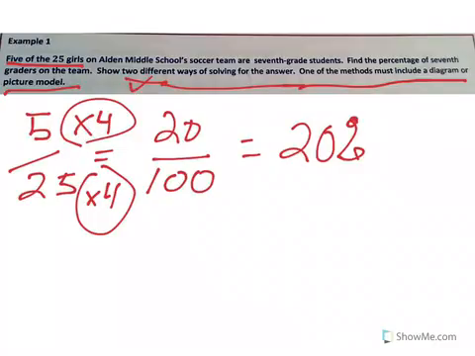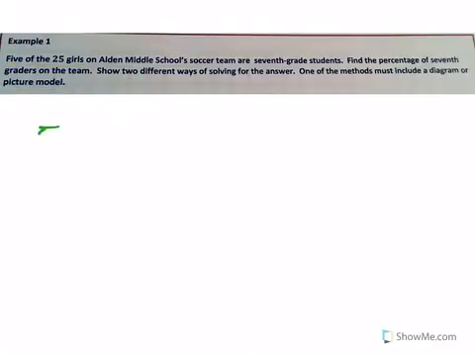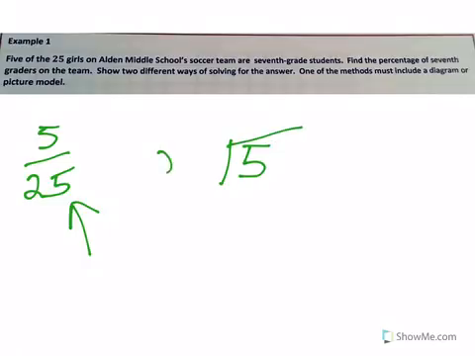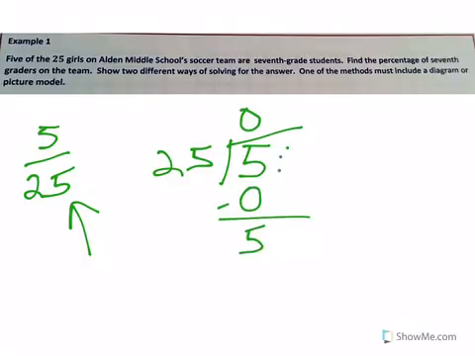Now let's solve it another way. We know that it is 5 out of 25 students that are 7th graders. Now if we look at this fraction as a division problem, we can actually do 5 divided by 25. 25 goes into 5 0 times. 0 times 25 is 0. We subtract, we get 5. We need to bring down a 0 here, which we can do if we add a decimal. So we can bring down that 0.